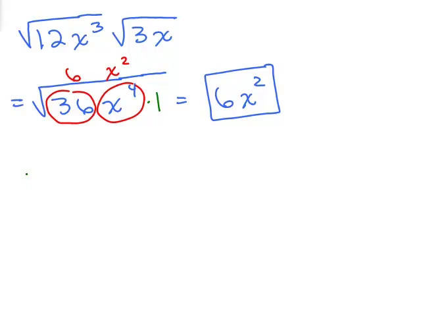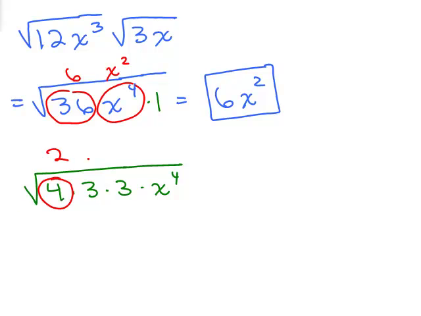Now, you could have done this 12x cubed. You could have written that as, you said, well, between 12 and 3, there's a factor of 3, right? So you might have written it as 4 times 3 times that other 3, and the x to the 4th. And then hopefully you'll notice that the square root of 4 is 2. Here's 2 3s, so I could take out a 3. And from x to the 4th, I could take out an x squared. Notice you're still going to get that 6x squared.